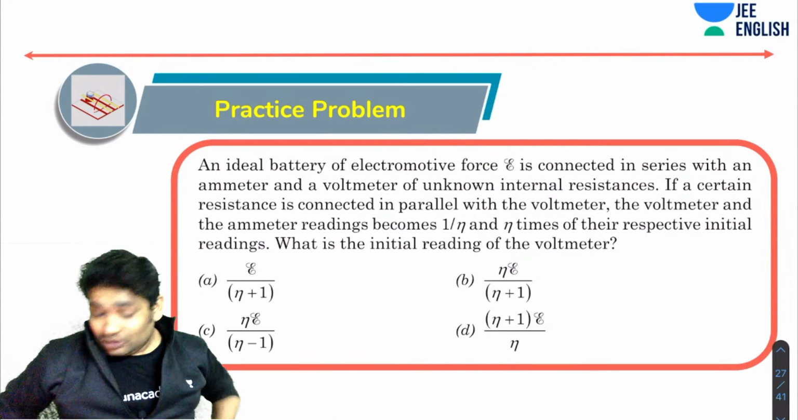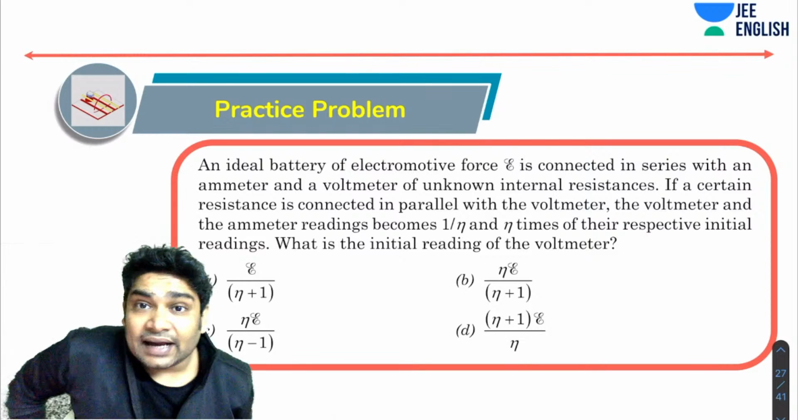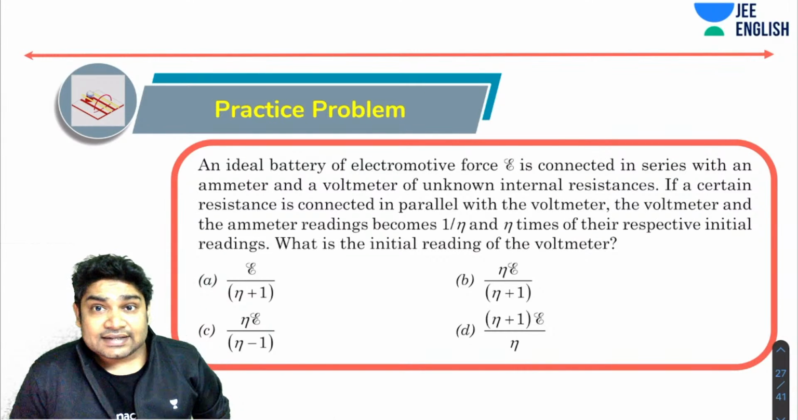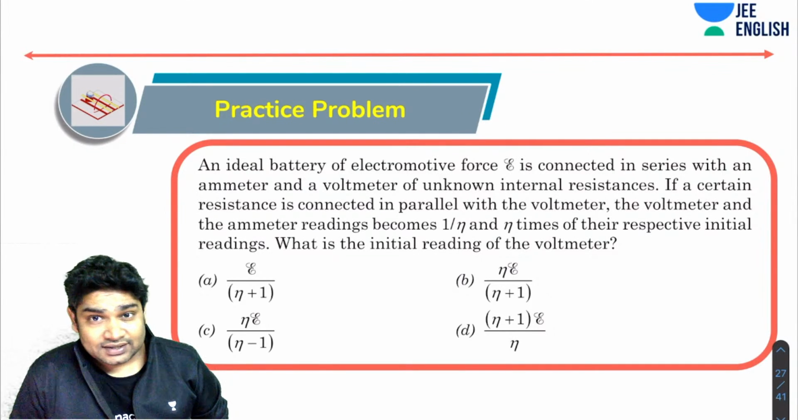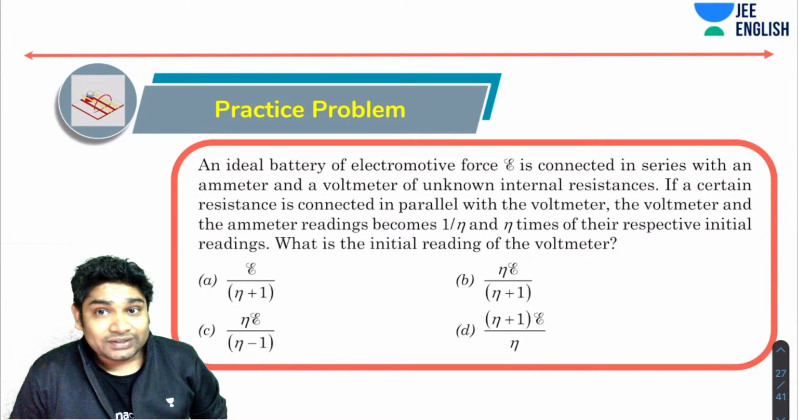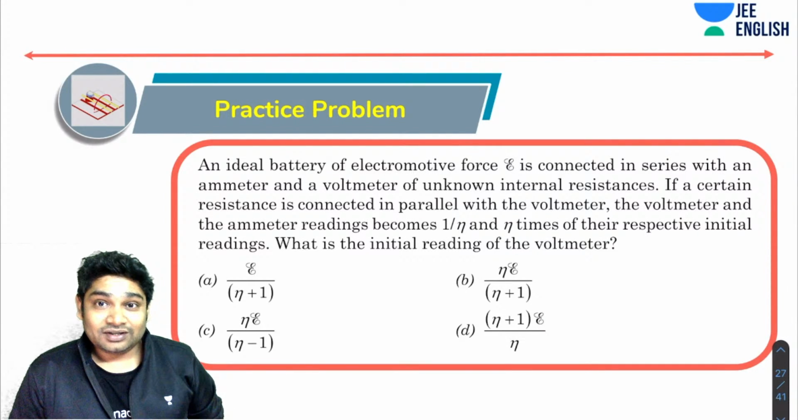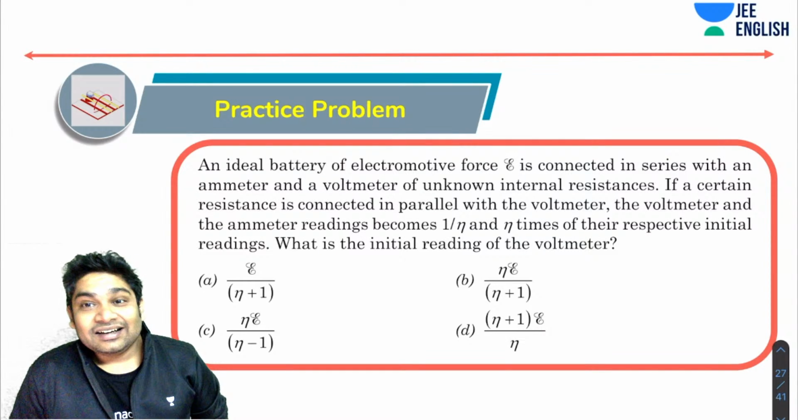Okay. So how about this problem? This says an ideal battery of EMF E is connected in series with an ammeter and voltmeter of unknown internal resistances. Now, if a certain resistance is connected in parallel with the voltmeter, the ammeter and voltmeter readings become 1 by eta and eta times their respective initial values. What was the initial reading of the voltmeter? Okay, so Gopi Krishna says C.